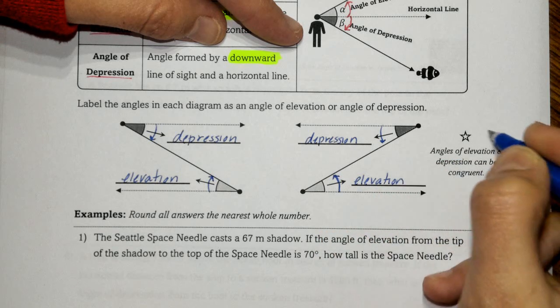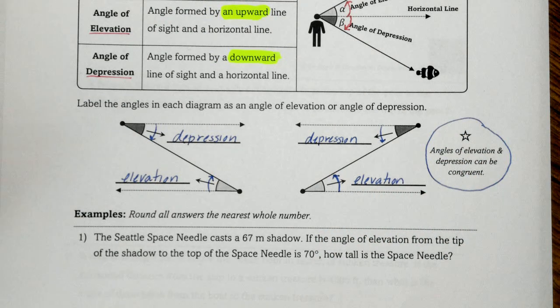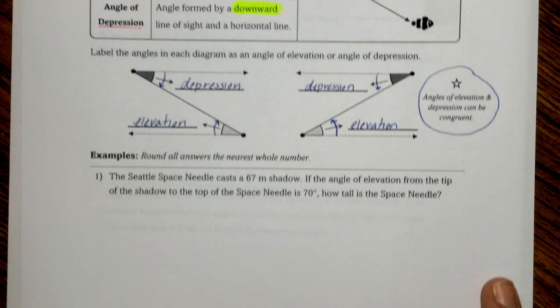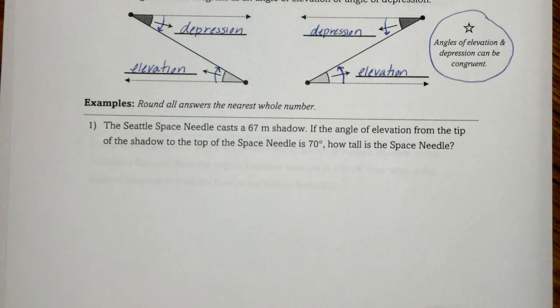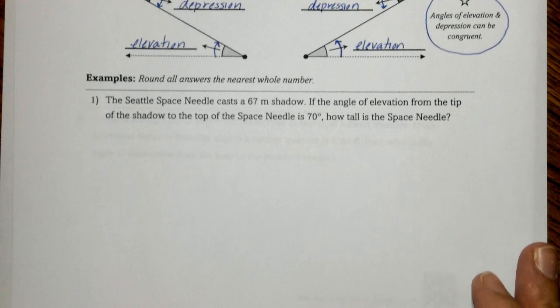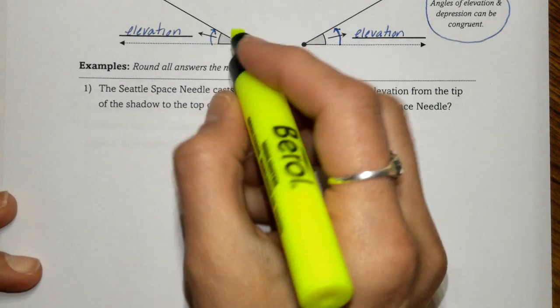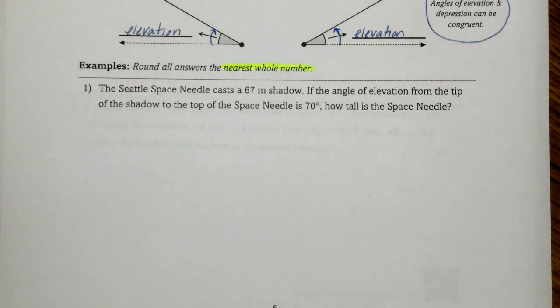There is a note right here to let you know that most often your angle of elevation and depression can be congruent. And we'll see this later on when we're looking at some word problems. We're going to round each of these to the nearest whole number as our notes tell us here. Okay, so we'll keep that in mind. Nearest whole number, I'll highlight that. A lot of times with the angles, we do that anyway.